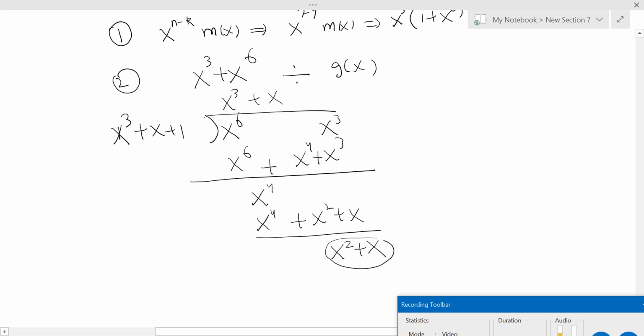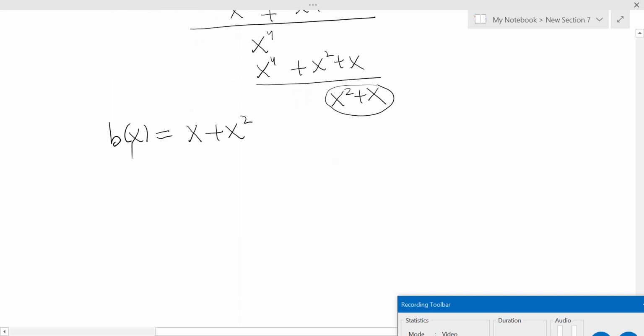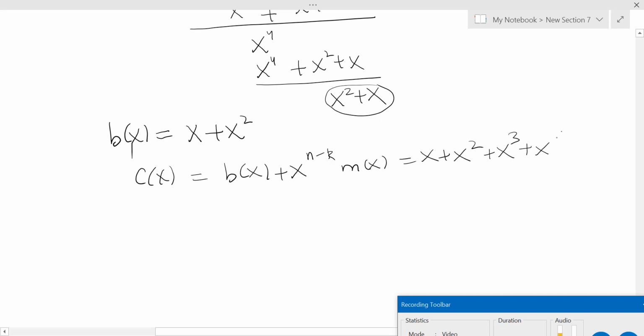Now the degree of the remainder is less than the degree of the divisor, so we cannot reduce further. So we got the parity polynomial as x plus x square. This is your parity polynomial. Now how to form the code word? You have to write the parity polynomial plus x to the power n minus k times m of x, which is x plus x square plus x cube plus x6.